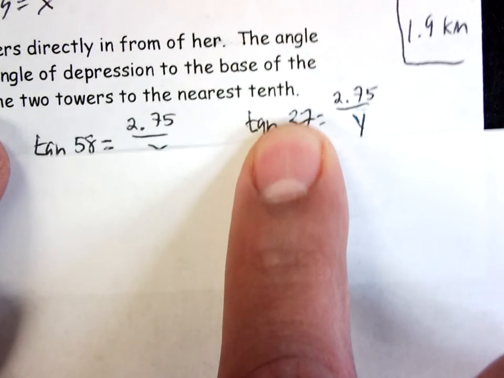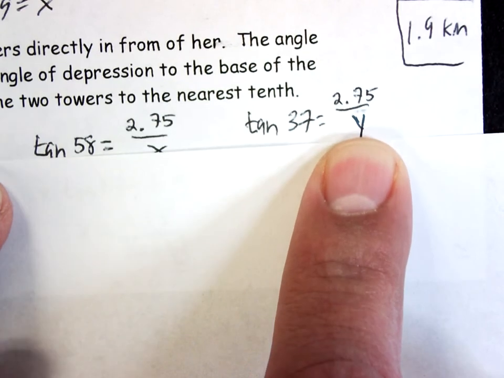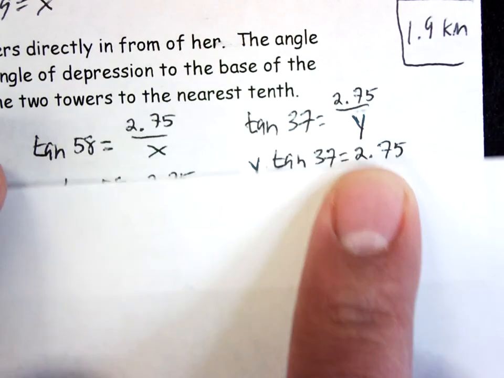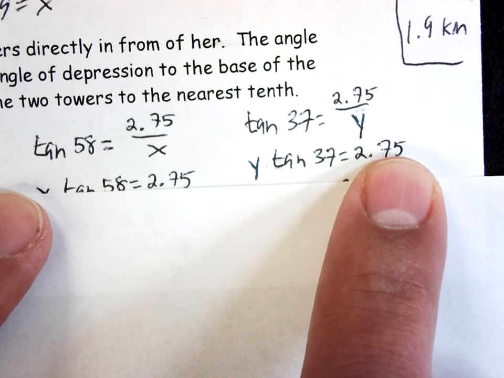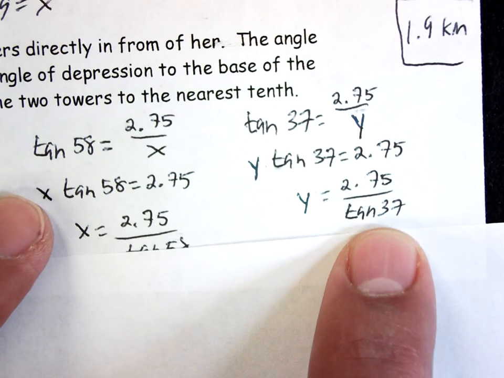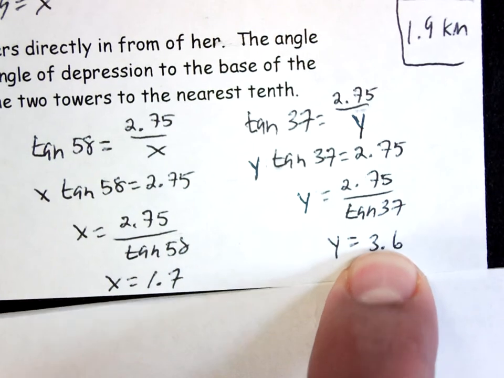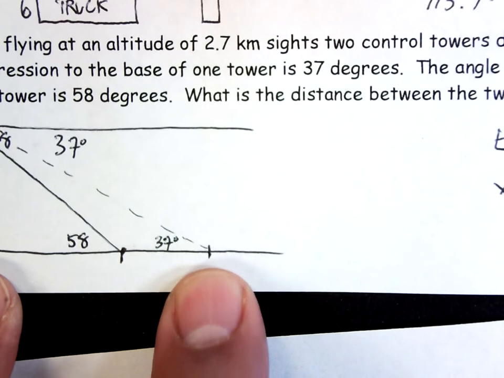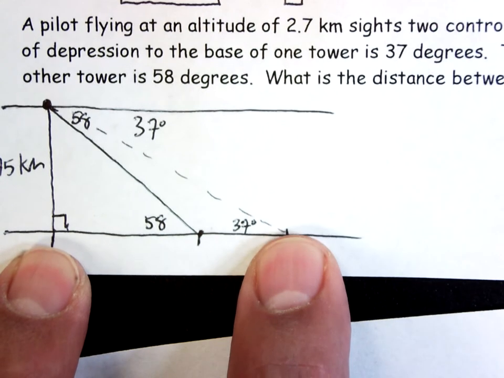So that's what I did. And I got tan 37 equals 2.75 over y. I just called it y this time. So y is the whole thing. Multiply both sides by y, y tan 37 equals 2.75. Divide both sides by tan 37. y is equal to 2.75 over tan 37. So then y is equal to 3.6. Okay? So it's 3.6 all the way from this spot to this control tower.